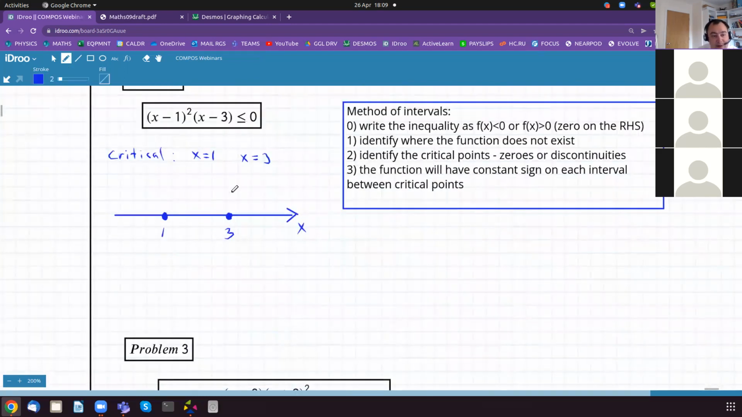Now, I need to identify where the function is positive and where it is negative. Well, to do this, I can either look at the function or simply identify. Okay, let's say 4, and I take any number from this interval. 4 minus 1 squared positive, 4 minus 3 positive, so it's going to be positive here. Between 1 and 3, any number, so let's say 2 minus 1 positive, 2 minus 3 negative, so this is going to be a negative value. Any number to the left of 1, so let's say 0. 0 minus 1 squared is positive, 0 minus 3 is negative, so it's going to be negative again.